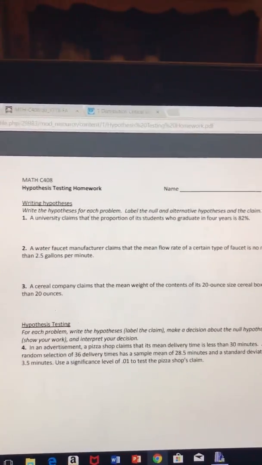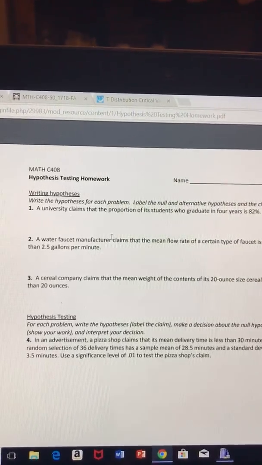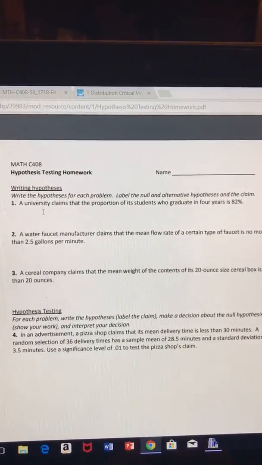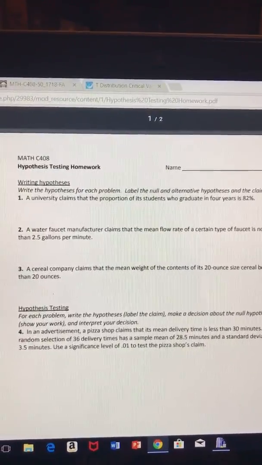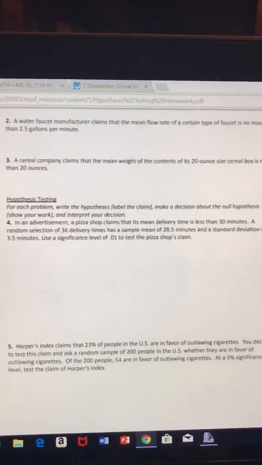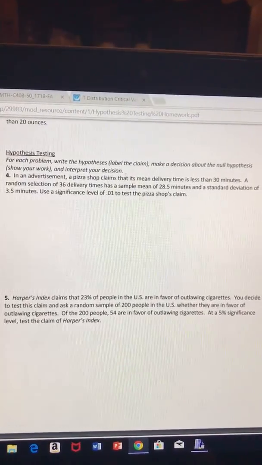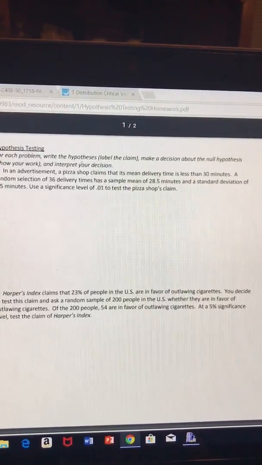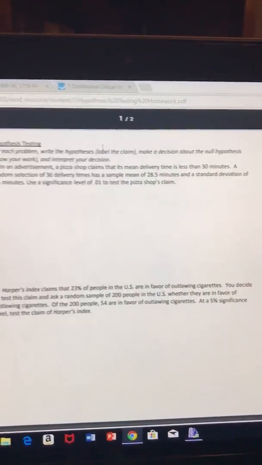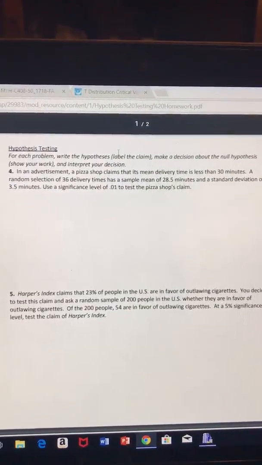So on your homework, you're going to write hypotheses for this one. First 3, that's all you do is basically step 1, you're just going to write the claim and then write H0 and H1. H0 has equal to, H1 is strict. And then it says for the hypothesis testing, you're going to write the hypotheses, label your claim, make your decision, show your work, and interpret. So basically, do what I've been doing, step number 1, step number 2, step number 3, step number 4, and step number 5.